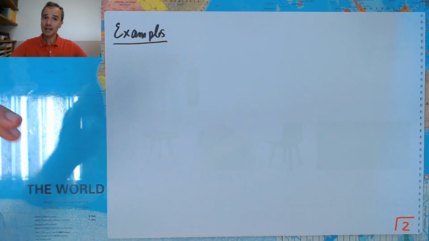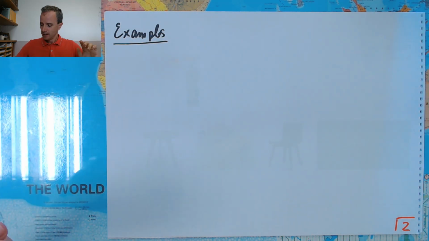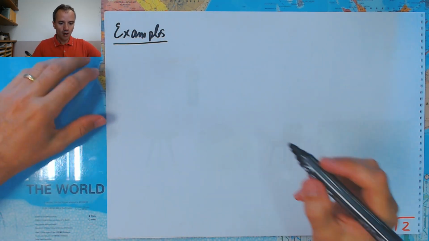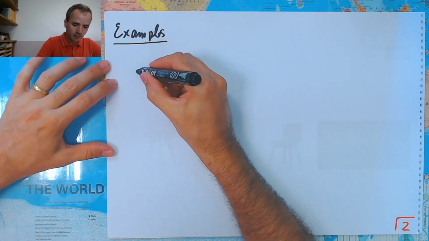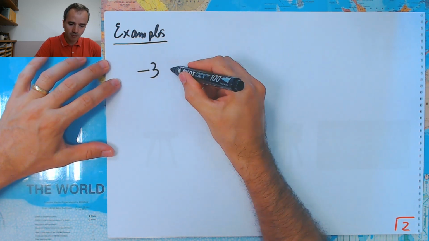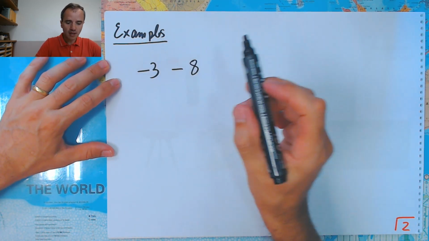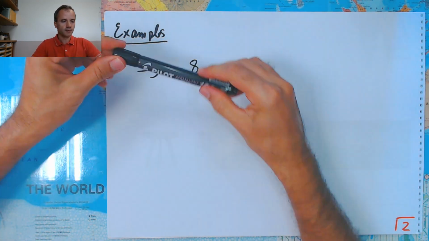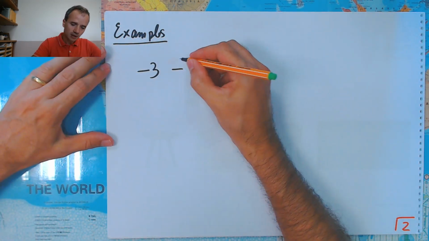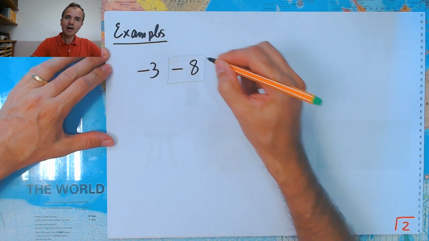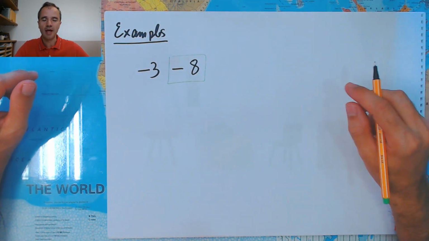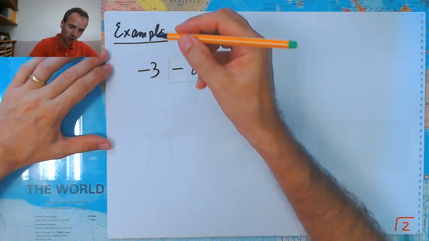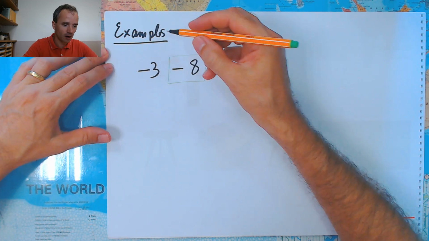Okay, now let's see some examples, okay? This is going to be page 2, and let's see some examples. Well, let's suppose we just have minus 3, minus 8. What does that mean? Okay, let's just take the groups. This is a group. It might seem even silly for you that we're just presenting them as groups, but we're going to see why I'm concerned about that.